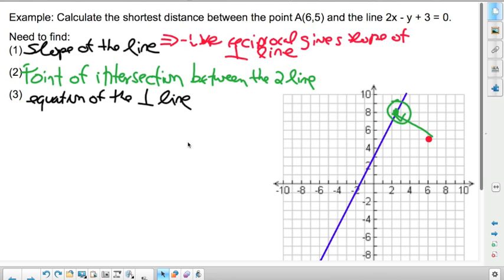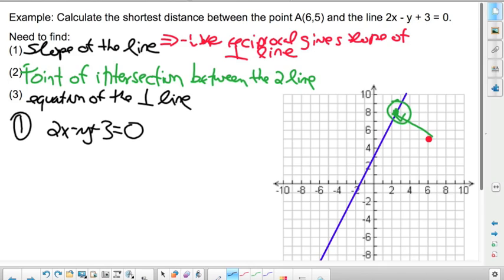Well, we're given the equation of a line. Let's do one first. So we're given 2x minus y plus 3 is equal to 0. How can I get the slope of that line? Rearrange it how? Yeah, so we want to isolate for y, or we want to get y by itself in this equation, because then whatever the coefficient of x is our slope. So how can I isolate for y here?